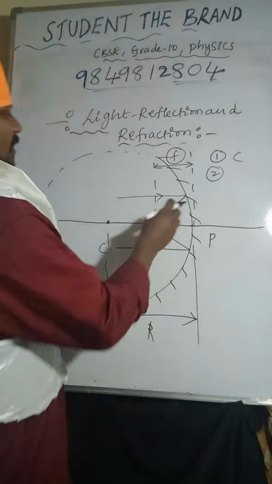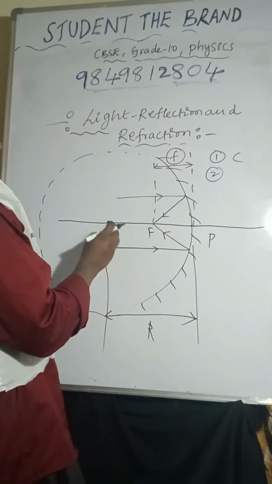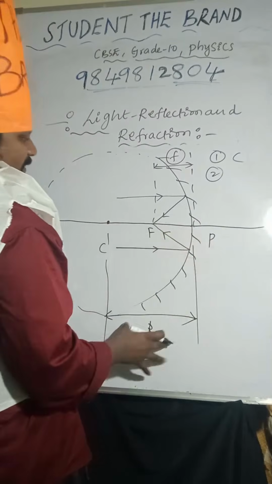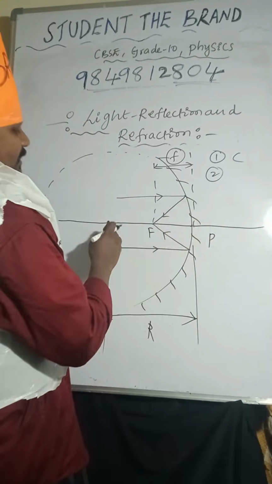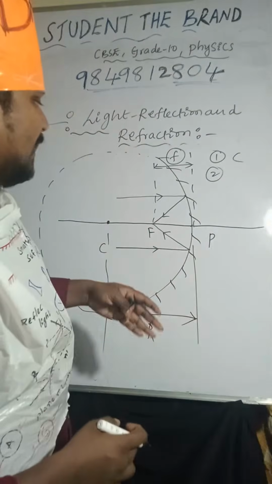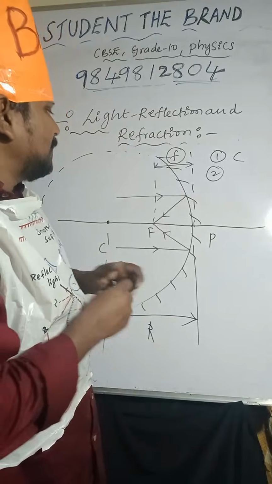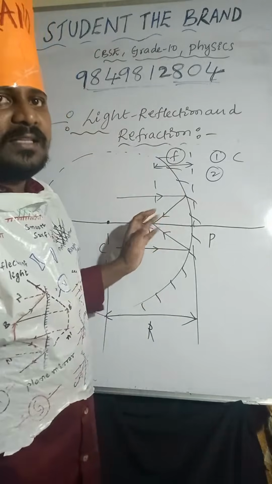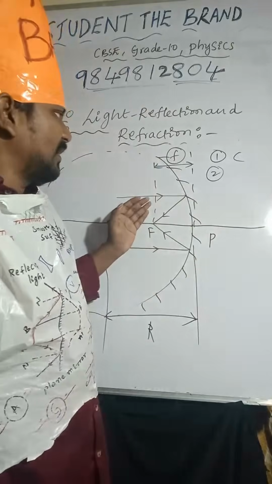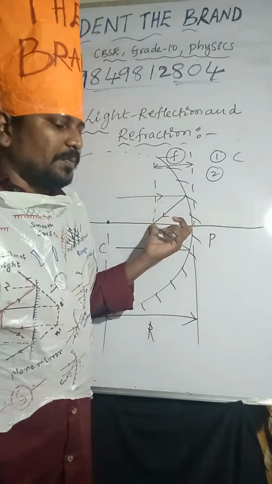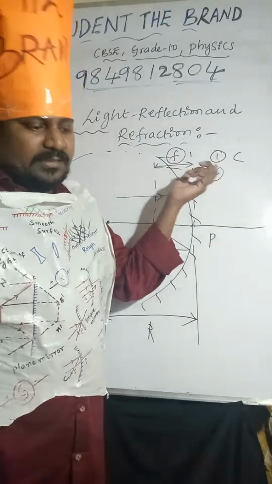Midpoint of the mirror is called pole. So the distance between center of curvature to pole is called radius of curvature. The line joining center of curvature and pole is called principal axis. After reflection, lights will meet at one point on the principal axis, that is called focus, or simply we can say principal focus. The distance between focus to pole is called focal length.